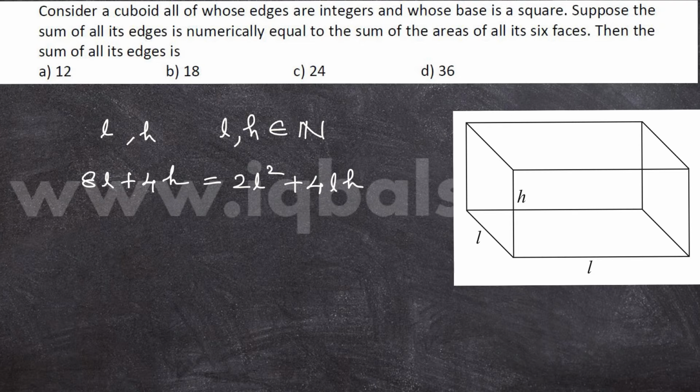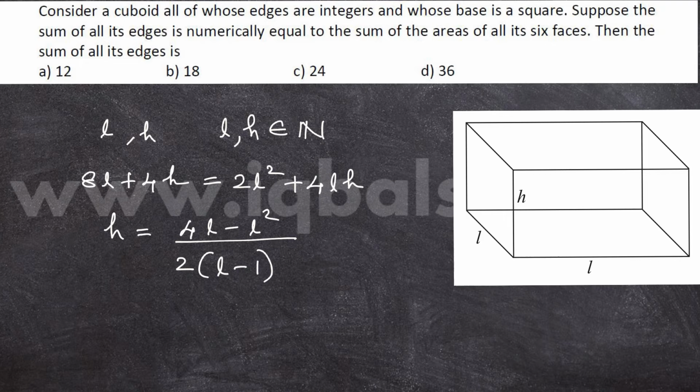Now, the problem is we have just one equation, there are no other conditions given, but we have to solve for two unknowns L and H. So let's try to manipulate these equations a little bit. So I get H as 4L minus L squared by 2 into L minus 1 after cancelling of 2.